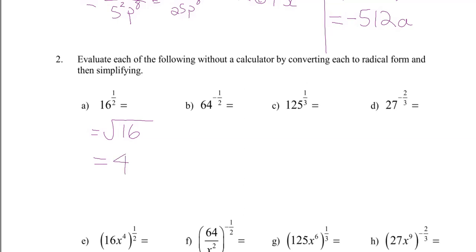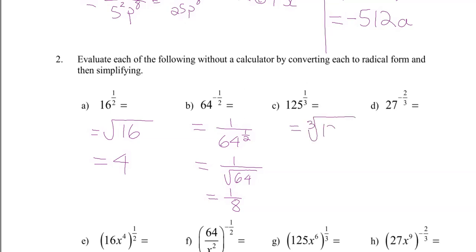All right, we can't do negatives, right? So we got to handle this in 2 steps. So the first step is we turn this into a positive by going 1 over 64 to the positive 1/2. Then we turn it into radical form. So 1 over the square root of 64, which is 1 over 8. Okay, so negative exponent, first change it to positive. Then change the rational exponent into a radical form, and then solve.